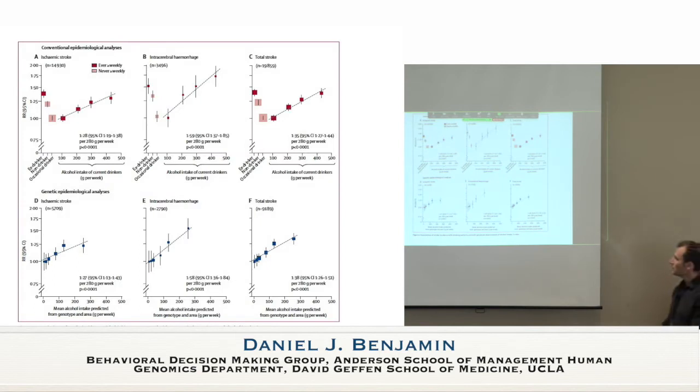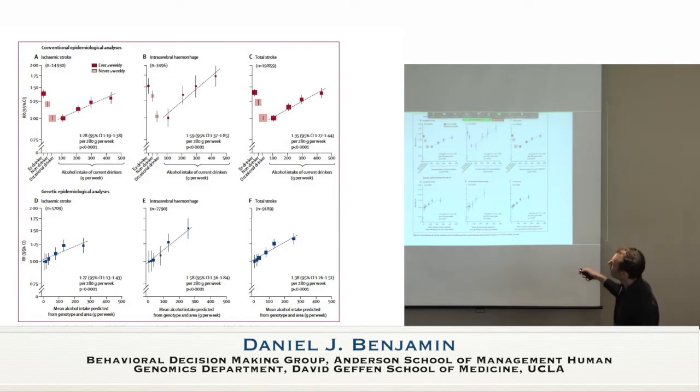OK, so here are the main results. I don't want to spend a lot of time walking through this. I'll just try to give you a quick sense of what this is showing. This is 3 of the outcomes that they looked at: ischemic stroke, intracerebral hemorrhage, and total stroke. The top 3 panels are showing the observational data, and the bottom 3 are showing the causal evidence from the Mendelian randomization study.